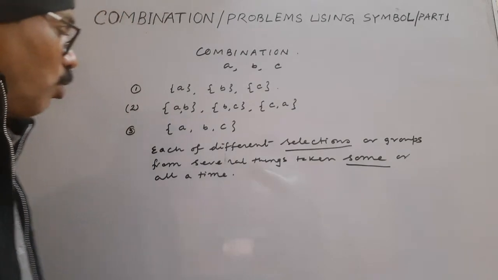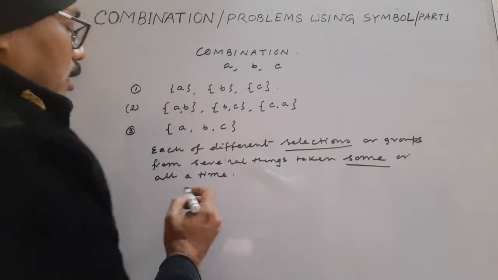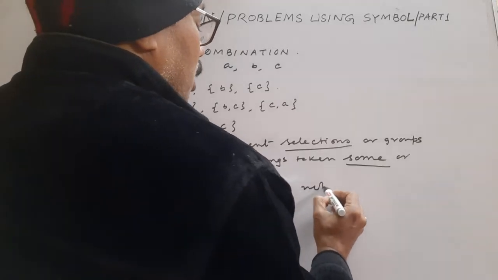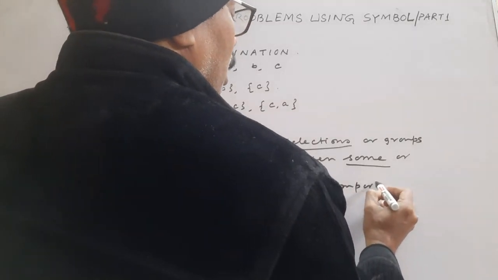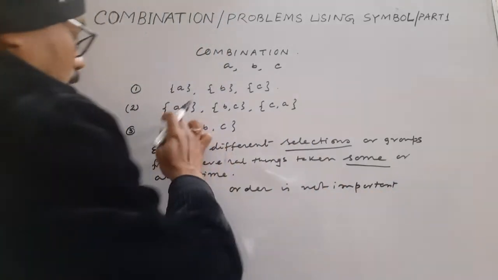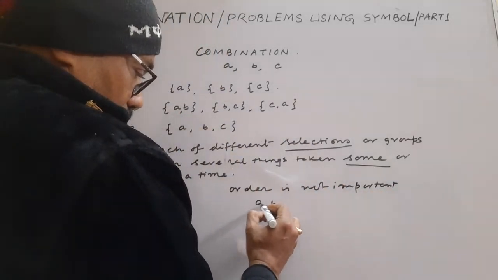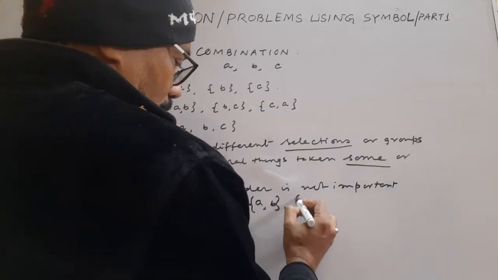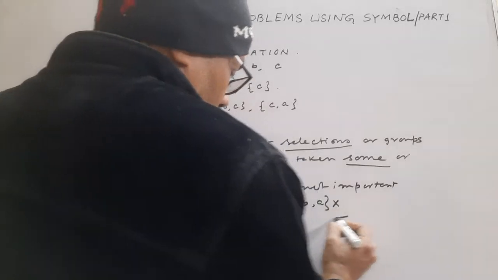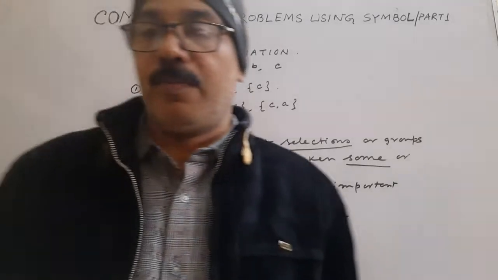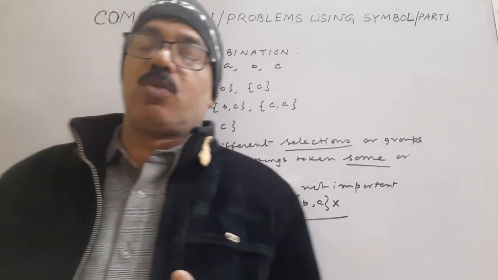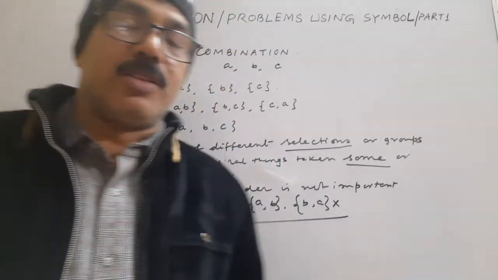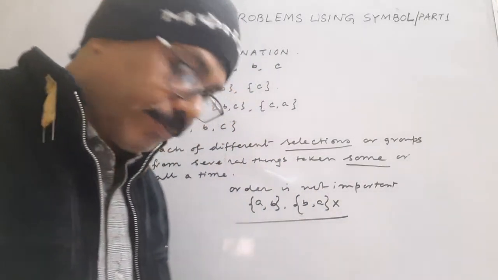So look, in case of combination, order is not important. We are taking only AB. BA is not included because in a group, AB and BA are the same. So order is not important. Combination is selection of things.